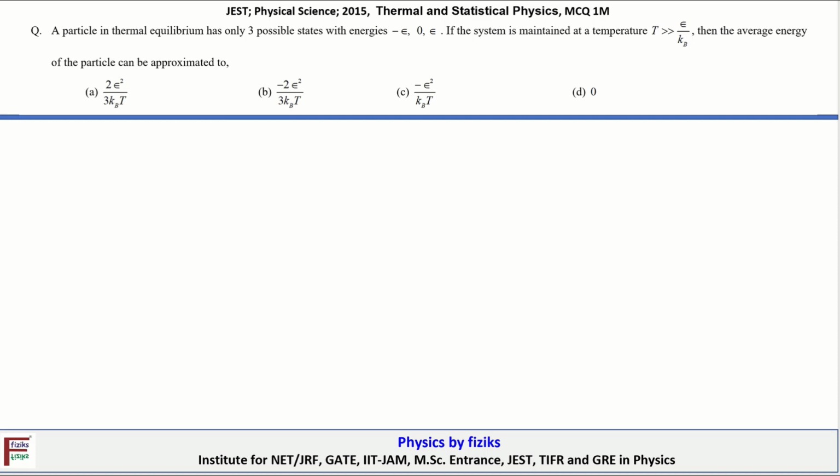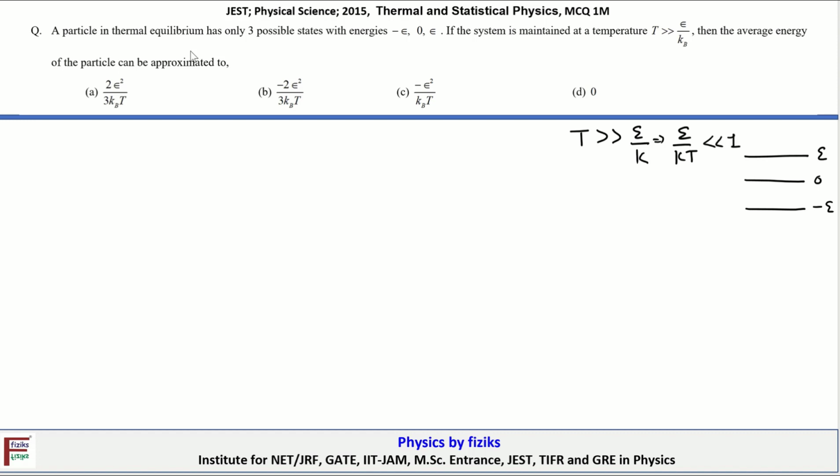So let's continue with the next problem. The statement is: a particle in thermal equilibrium has only 3 possible states with energy minus E, 0 and E. Let's draw the corresponding energy states. These are the 3 energy states, with energy minus E, 0 and E. The system is maintained at a temperature T, with the condition that temperature T is much larger than E upon kB, or we can say this implies E upon kBT is much smaller than unity.